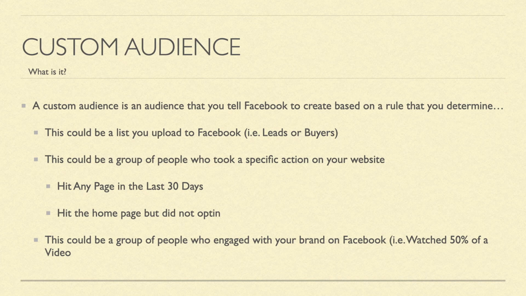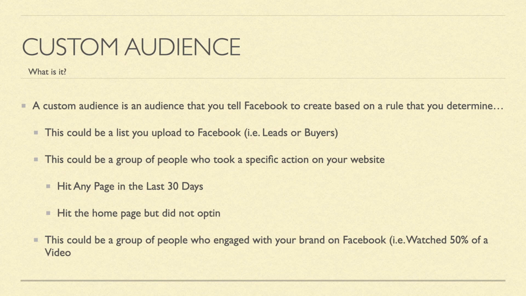Now, a custom audience could also be a group of people who took a specific action on your website. For instance, maybe you create a custom audience of people who hit any page of your website in the last 30 days. This would come in handy because you have a group of people who probably are hot prospects. At least they have been thinking about you and your brand in the last 30 days. So we might want to hit them up with a similar offer, another angle, something along those lines.